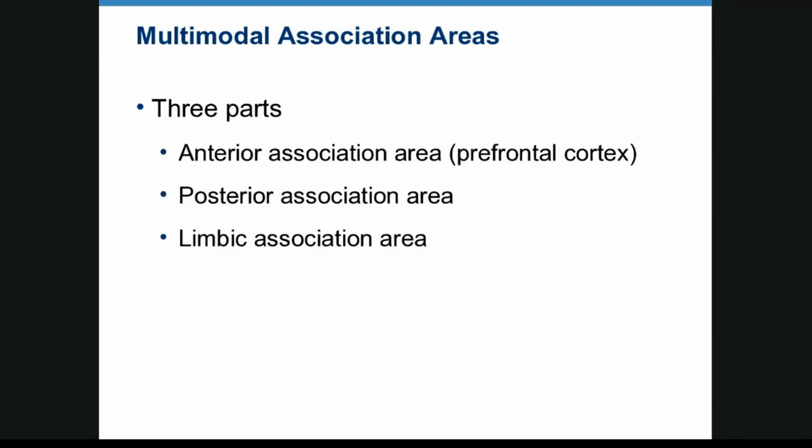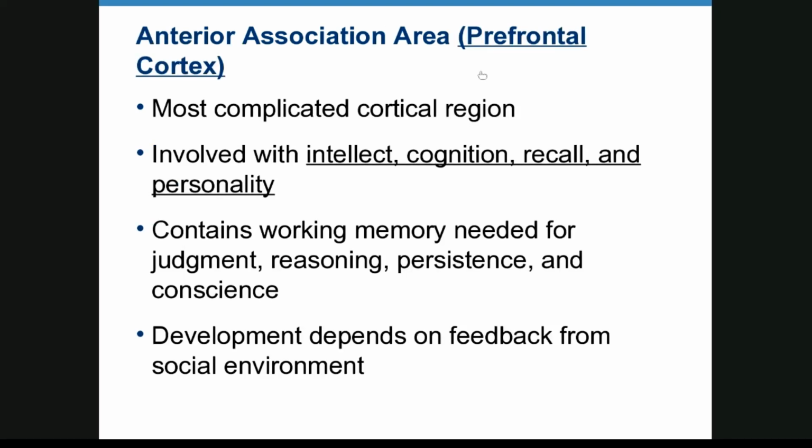Okay, we have three parts: the anterior association area, posterior association area, and limbic association area. The anterior association area, or your prefrontal cortex, is very complicated, very complex. It's involved in intellect, cognition, recall, personality, and it has a working memory for judgment, reasoning, perception, conscience, and it depends on feedback from the social environment.